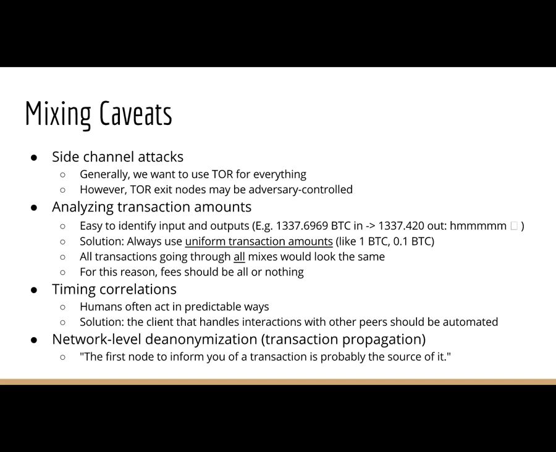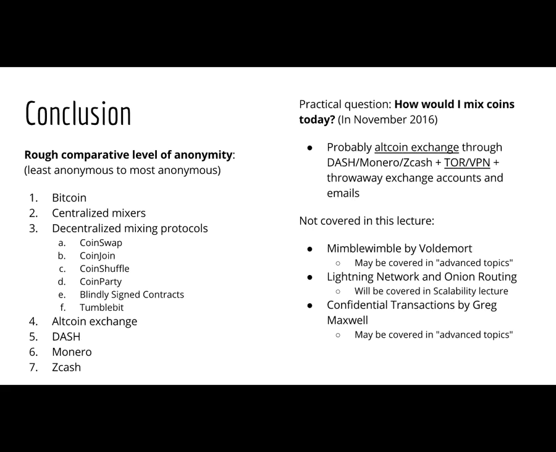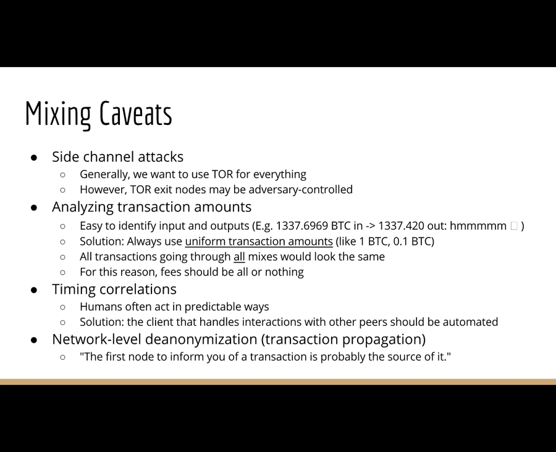Okay, there's just some last caveats. A lot of these have been mentioned, but generally, you want to avoid side channel attacks, where with all these protocols, you want to be executing with Tor for everything. But keep in mind that these exit nodes might also be adversary controlled. And remember that we also want to keep a consistent transaction amount. So if you have an input of 1337.6969 and it outputs 1337.420, that might be a little bit suspicious.